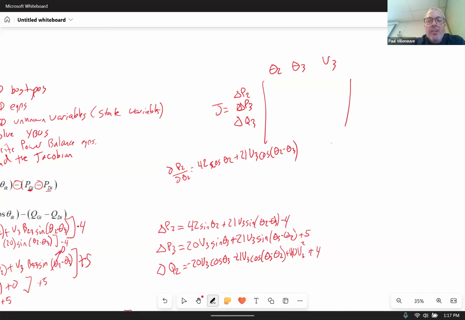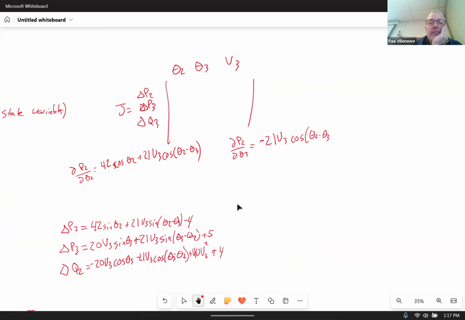I do the same thing for the partial of P2 with respect to theta 3. There's only one theta 3 in this expression. So when I do the derivative, I have minus 21 V3 cosine theta 2 minus theta 3. And my last one is the partial of P2 with respect to V3. And let's see, that's going to give me 21 sine theta 2 minus theta 3.